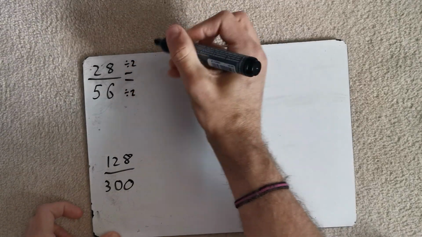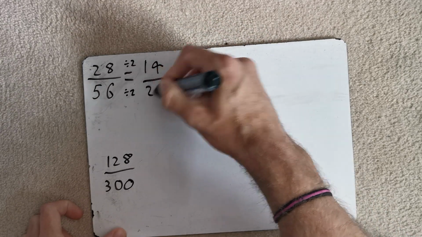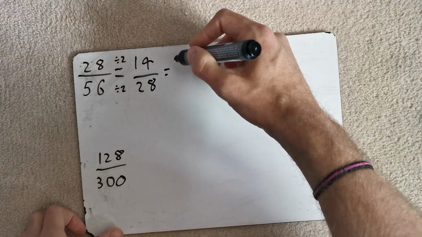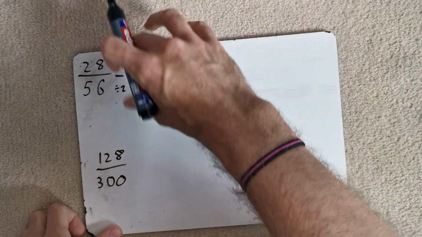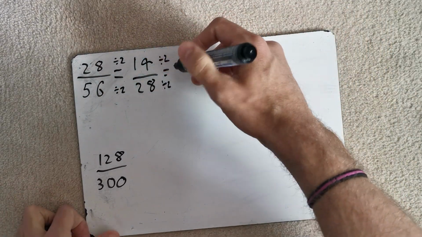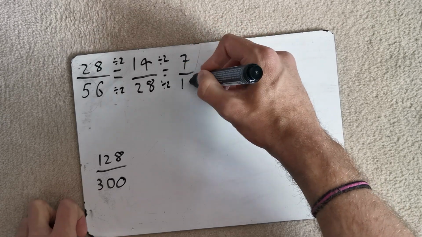Divide by 2, we'll get 14 over 28. Both even numbers again, so divide by 2. You don't need to write these divide by 2s each time. Just put the equals. That'll be fine in my book. Divide by 2, you'll get 7 over 14.